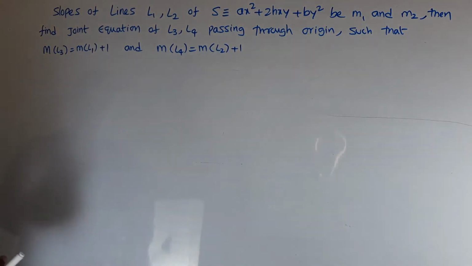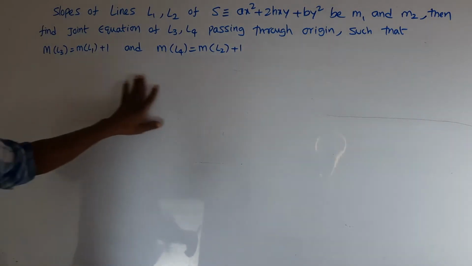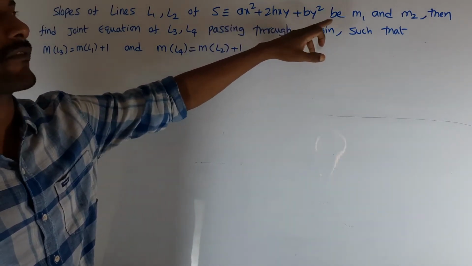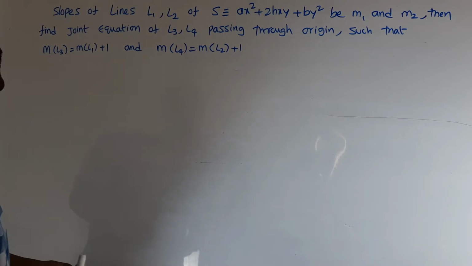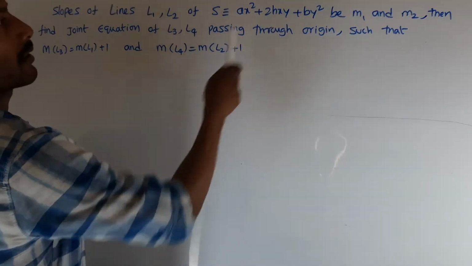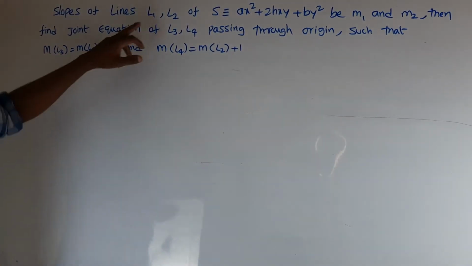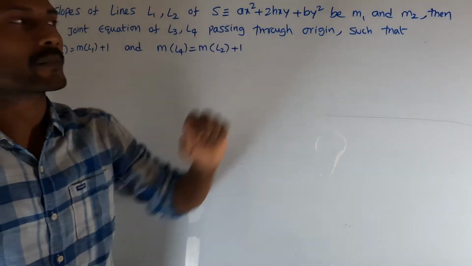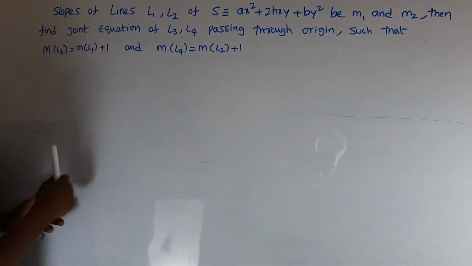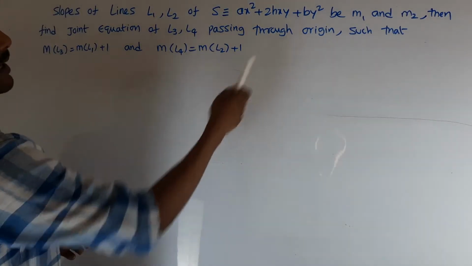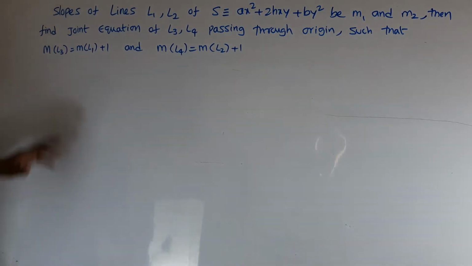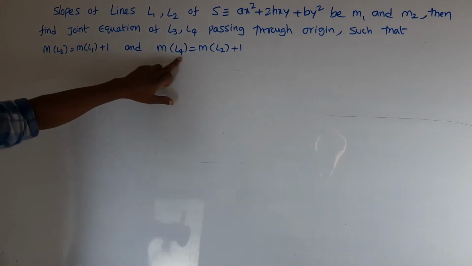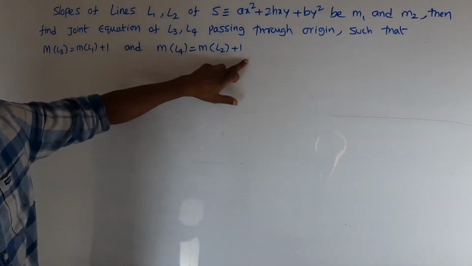Next problem. The slopes of lines L1 and L2 of ax square plus 2hxy plus by square equals 0 are m1 and m2. It is a joint equation of lines L1 and L2. Slope of line L1 is m1, slope of line L2 is m2. Then find the joint equation of L3 and L4 passing through origin such that slope of line L3 equals slope of line L1 plus 1, slope of line L4 equals slope of line L2 plus 1.